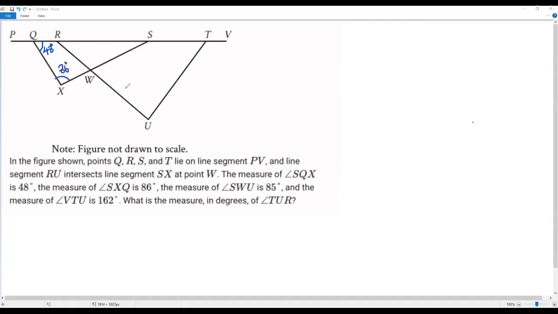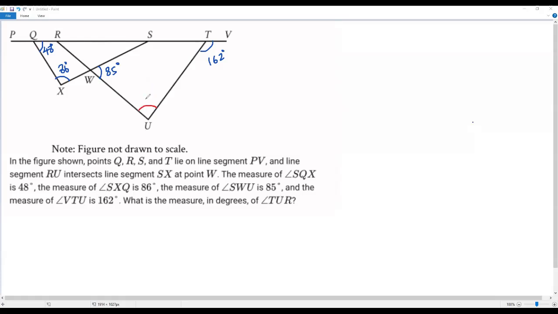Now the measure of angle SWU is 85 degrees. Let me mark it over here. And the measure of angle VTU is given, that is 162 degrees. Okay, so now what is the measure in degrees of angle TUR? So we have to find the measure of angle TUR, that is the angle I marked in red color.